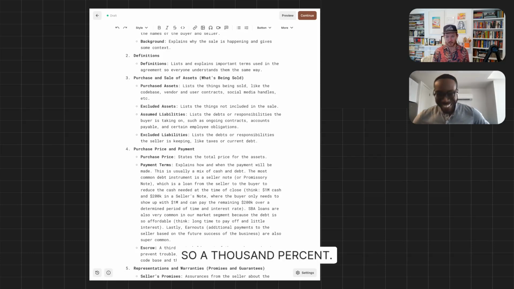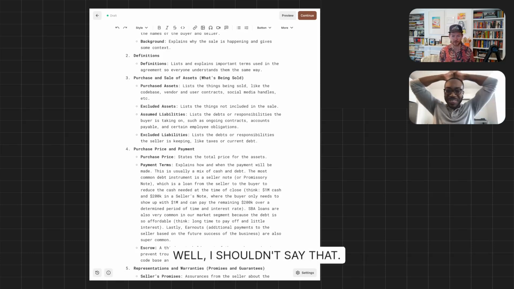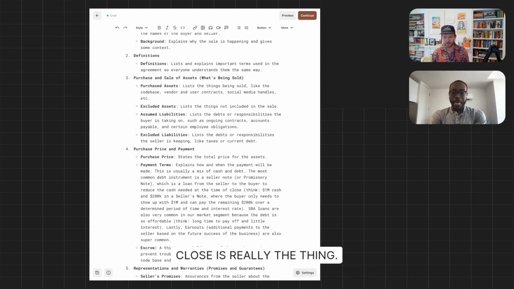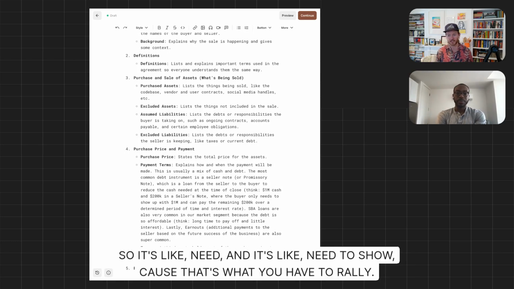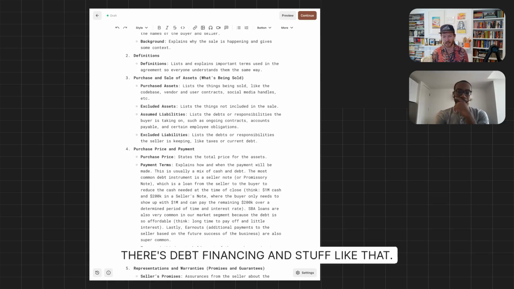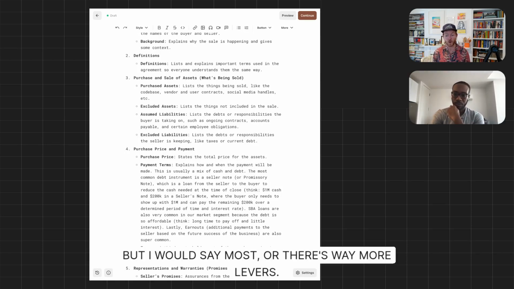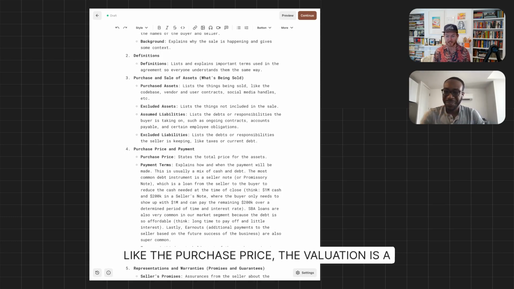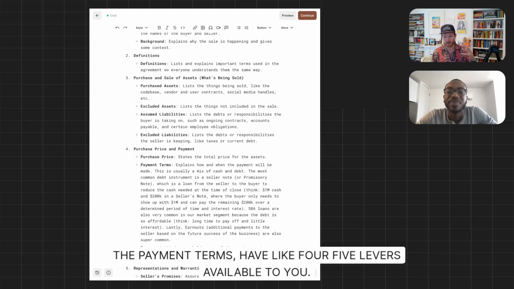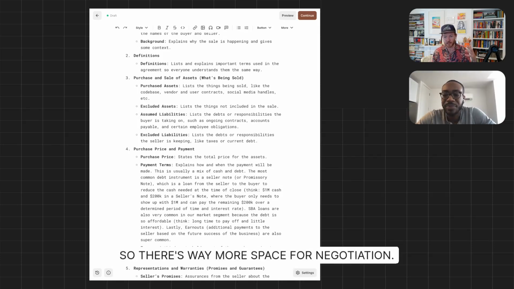So 1,000%. Well, I shouldn't say that. It's hard to say which is which. Valuation is obviously the point of departure for the whole thing, but the cash at close is really the thing. That's what you have to rally around, what you have to figure out. There's debt financing and stuff like that. But I would say there's way more levers. The purchase price, the valuation, is a number. The payment terms, you have 4 or 5 levers available to you. So there's way more space for negotiation, and that's why most of the negotiations focus on that.